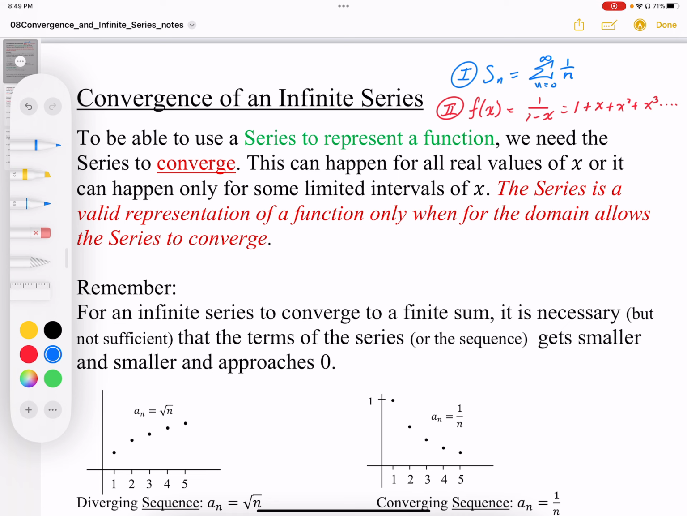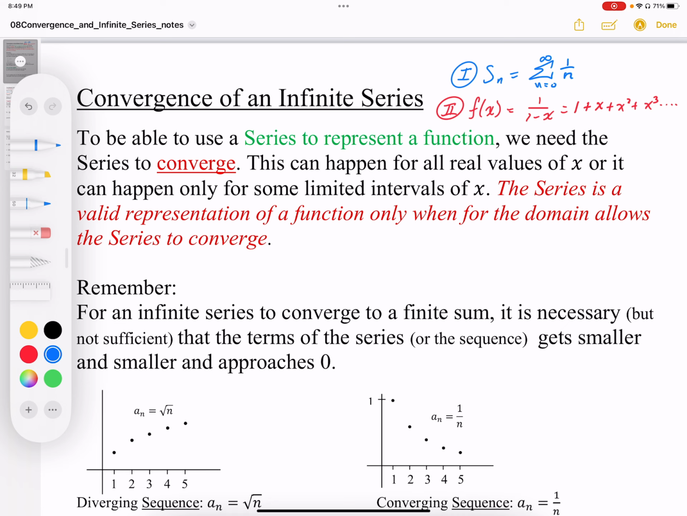Okay, so that's a summary of what we've done so far. We're just going to focus on some key ideas, in that we really need these series to converge. For a series to be able to represent functions, whether by themselves as a power series or knitted together with an n series and a power series, these have to converge. And this can happen for all values of x.